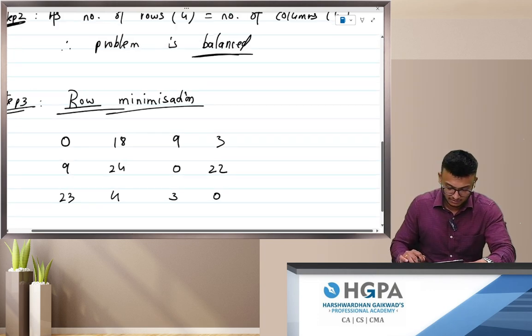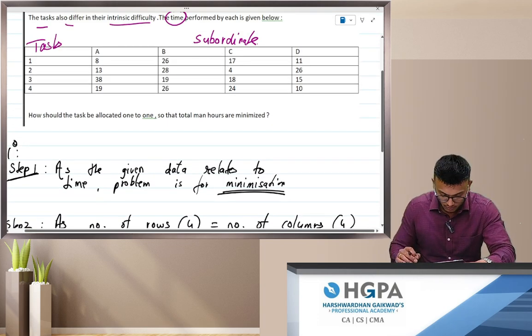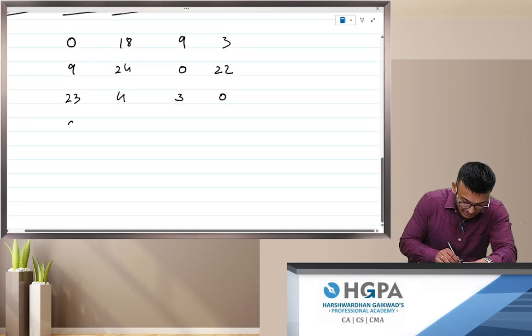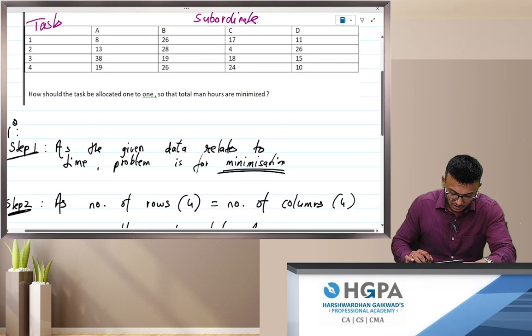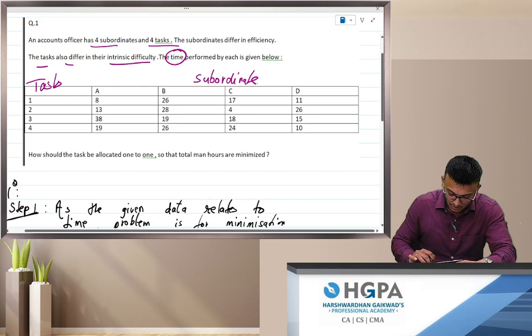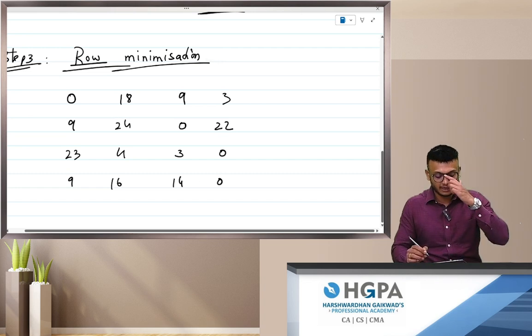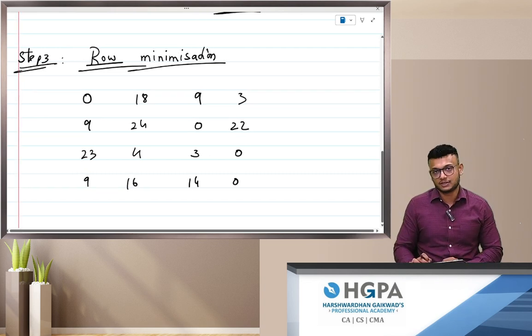The last one: 19, 26, 24 and 10. The lowest number is 10. How do you do it? 19 minus 10. This will be 9. Next, 26 minus 10. This will be 16. Next, 24 minus 10. This will be 14. And this will be 0. Okay. Now, this is your row minimization.